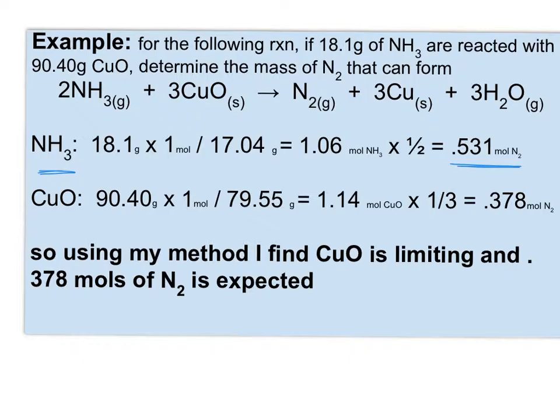With the CuO, 90.4 grams is a lot more, but it also has a higher molar mass. So when I divide by the 79.55, I still only get 1.14 moles of CuO. And now when I look at my molar ratio, I only get 1 mole from 3 moles of CuO, so that becomes only 0.378 moles of N2. So that means this is going to be my smaller amount of product, and CuO is my limiting reactant.